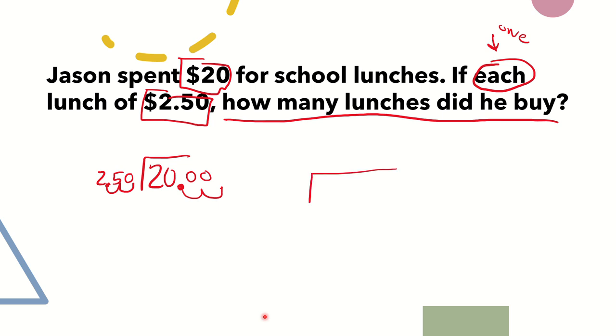Now I have a new set of numbers. I'm going to cancel those zeros out to make it a little bit easier for myself. And then, how many times can 25 go into $2? Or if you have a quarter, how many quarters make up $2? In this case, 8. So Jason bought 8 lunches.